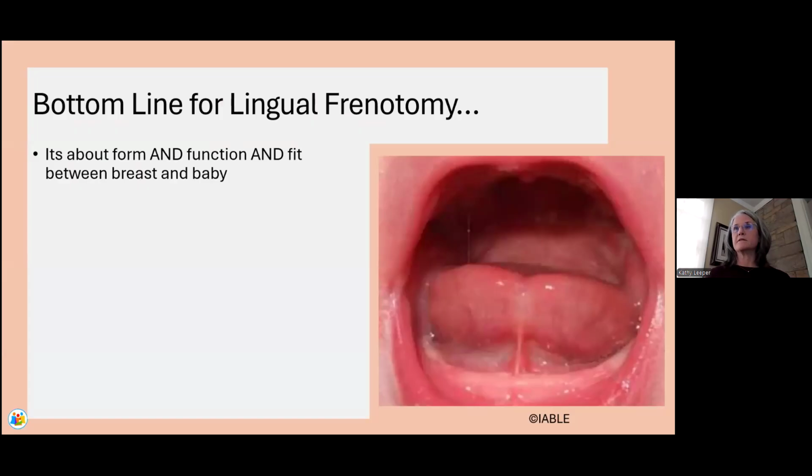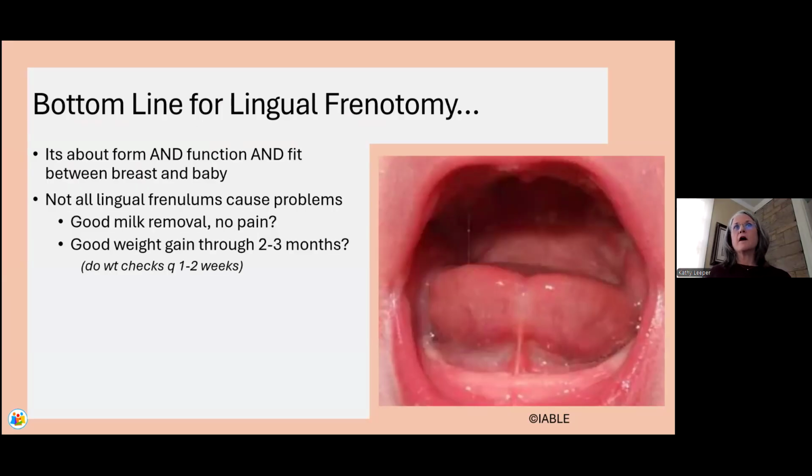So the bottom line is it's about form and function. What does the frenulum look like? What does the tongue movement look like? How stretchy is it? How much can the tongue move or not move? And what kind of a breast is the baby dealing with? Not all frenulums cause trouble, which is frustrating because it makes it hard. Is there good milk removal and no pain? Is there good weight gain?